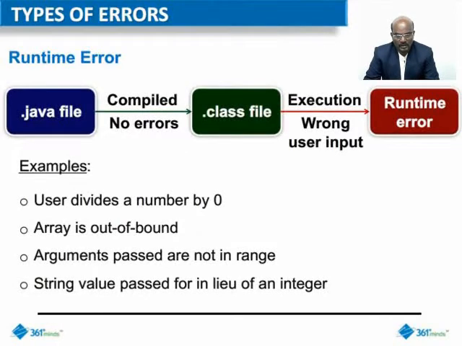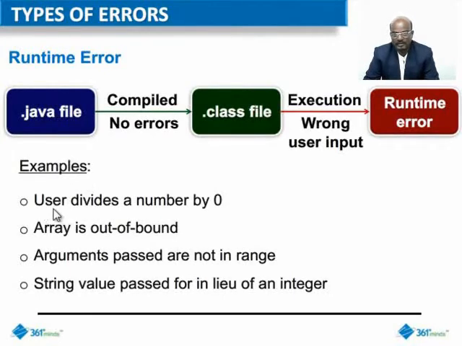Now the runtime error. A Java file, if it has no syntax errors, will be compiled and converted into a .class file, which means once a .class file is created, it only goes to say that the program has no syntax errors. But when the user gives a wrong input, it leads to a runtime error, like the examples given below.